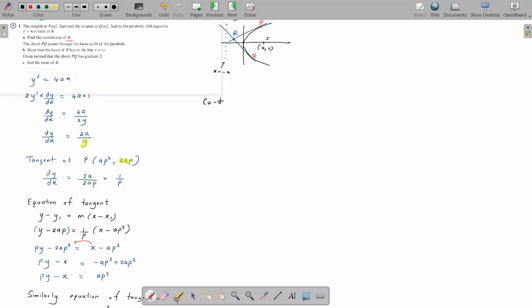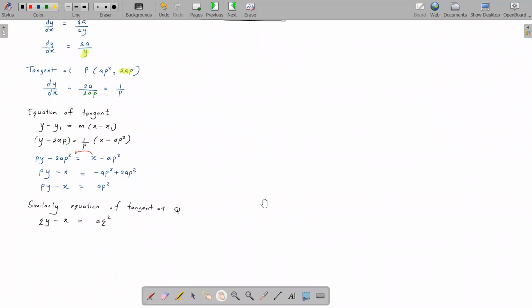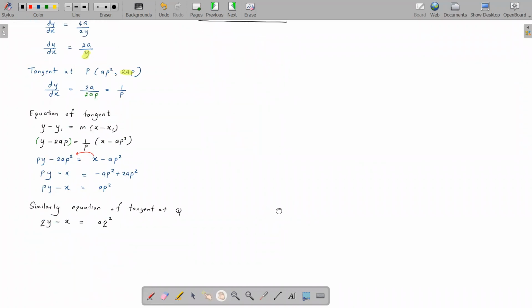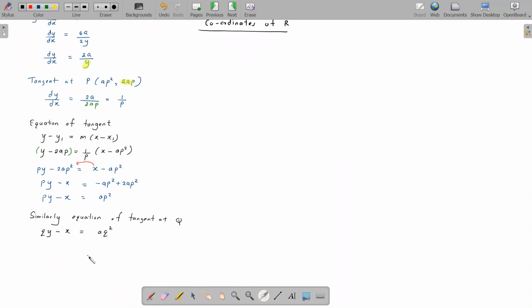So for the coordinates of R, we have to solve the two equations. Okay, how do I solve the two equations? You could make x the subject and put it in the other, or what could I do? Py minus ap square is equal to x. Do you see I made x the subject in the first equation? And in the other equation, you get qy minus aq square is also equal to x. Do you agree with me? You could solve it in your own way. And then I made the two equal.